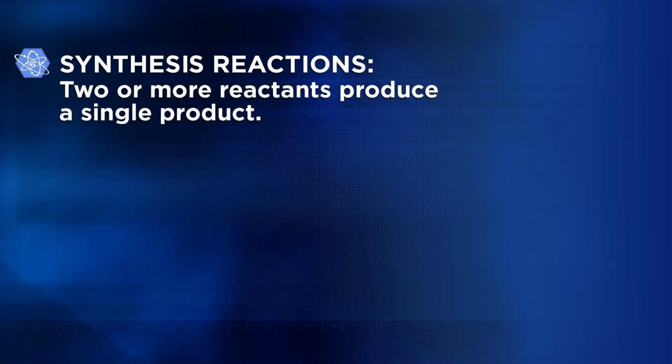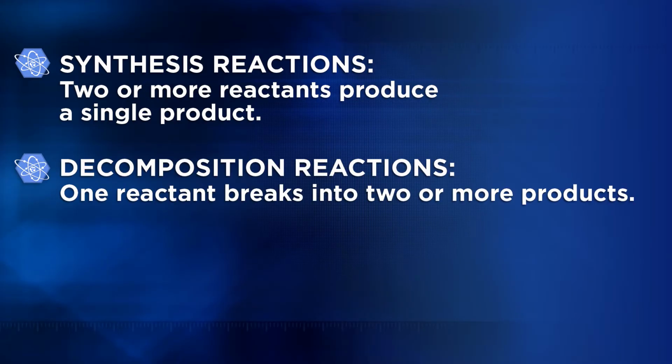Did you realize that chemical reactions are all around us? And what we've covered so far is only the tip of the iceberg, which incidentally has chemical reactions of its own. Let's review the 5 types of chemical reactions we've learned about. First, synthesis reactions. Reactions in which 2 or more reactants produce a single product. And decomposition reactions, where one reactant breaks into 2 or more products. This is the opposite of synthesis.